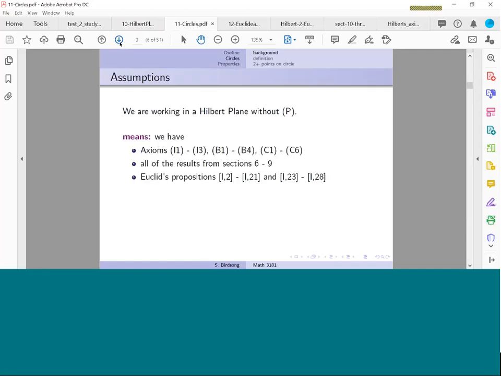So first thing is we are assuming that we're in a Hilbert plane. We're not assuming that we have Playfair's axiom. So I'm not going to assume here that you have any notion of parallel lines working nicely together. We do have all of our incidence axioms, betweenness axioms, congruence axioms. So that means any of those propositions or theorems that we had from sections 6 through 9, with incidence, betweenness, or whichever type of congruence, we got them all. We also saw in section 10 that we have most of the first 28 propositions from Euclid's first book. If you want to use any of those, you can. A lot of this information is duplicated already, but there are a couple of new ones. Okay. So let's see what circles do.